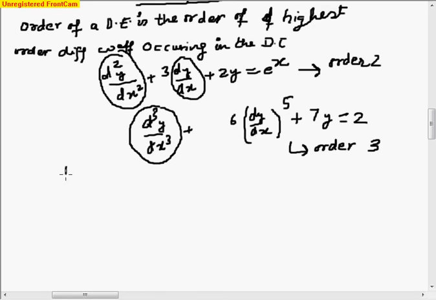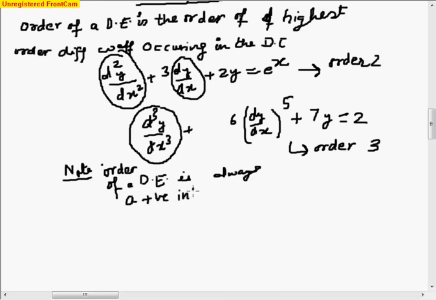So it should be noted that the order of a differential equation is always a positive integer. Why? Because we can't have a half order derivative of y with respect to x. It is either a first order derivative or second order or third order and so on. Right? Next thing we are going to define is, what do we mean by degree of a differential equation? This is very important.